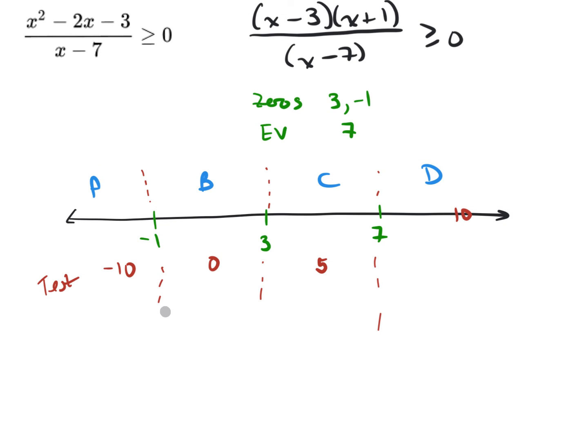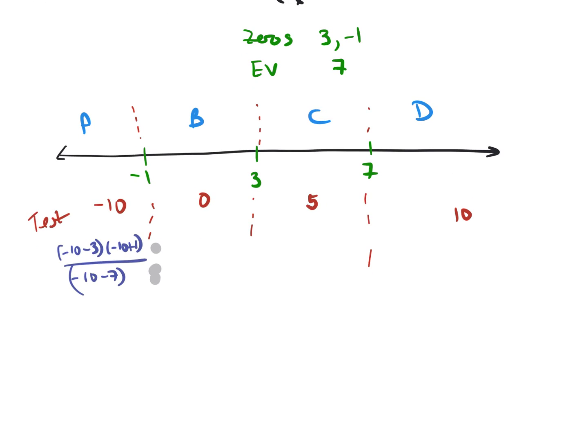Now we have 3 parentheses to plug them in this time. That's the only difference really. So -10 minus 3, -10 plus 1, -10 minus 7. So the top here becomes -13. So it's negative and negative. So basically we have a negative times a negative over a negative. So 3 negatives is a negative, because it's positive over a negative. So that region's negative. Because again, I don't really care about the number. I just care if it's negative or positive.